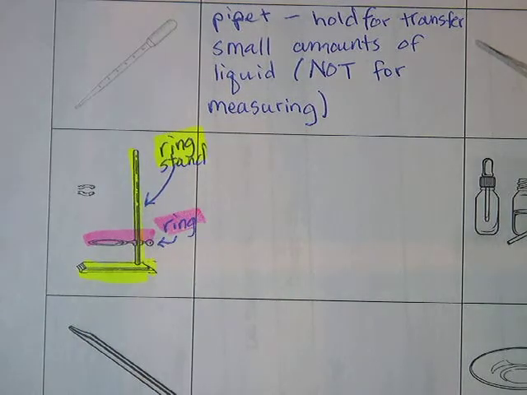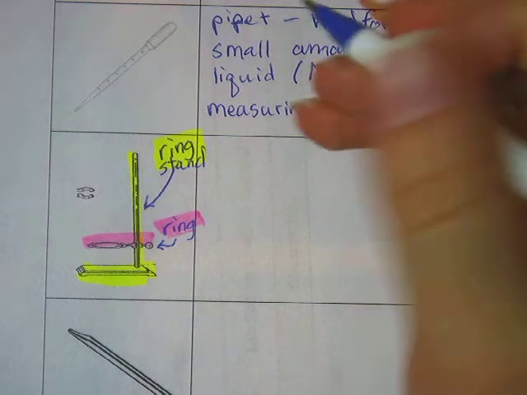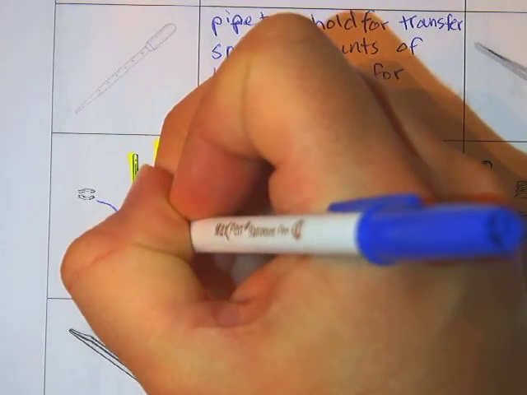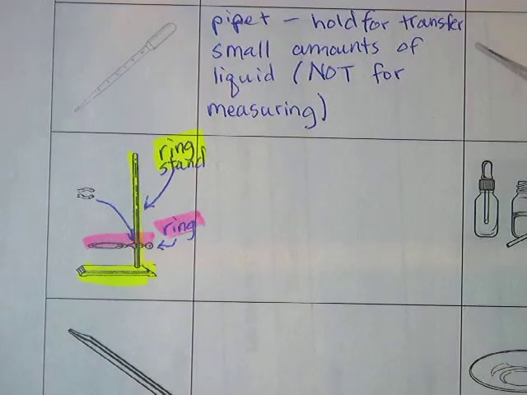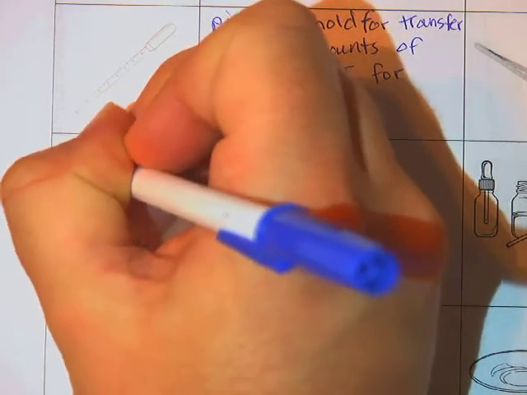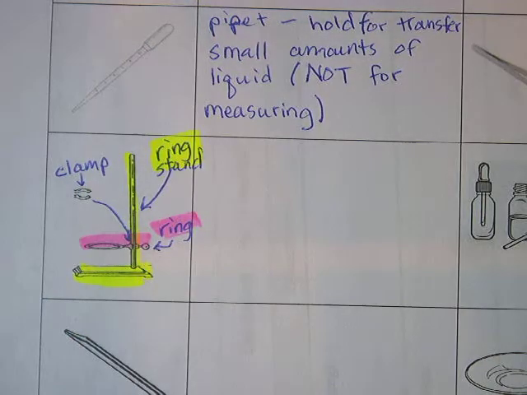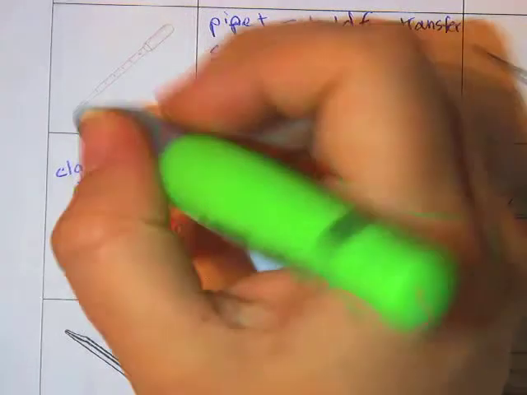And then sometimes they kind of redrew it out to the side here. But it's usually connecting right there. And it's called a clamp. And it basically just keeps the ring clamped on to the ring stand. And I'll highlight that one green.